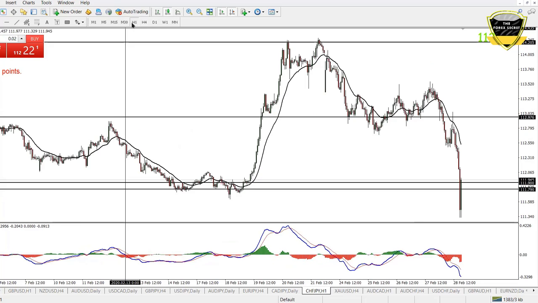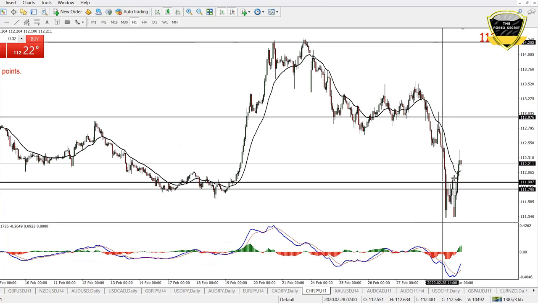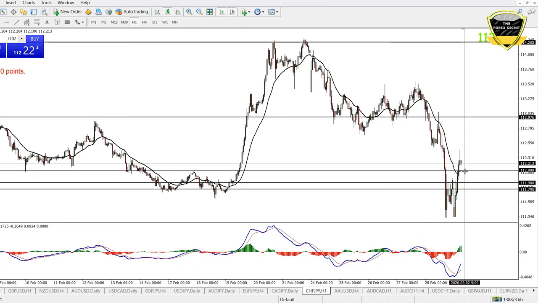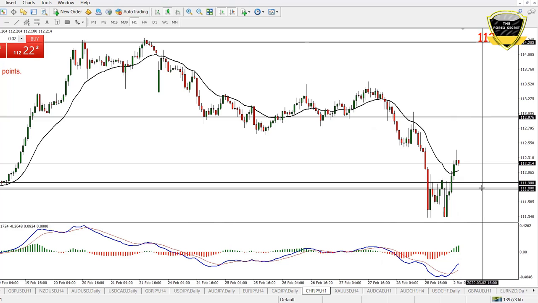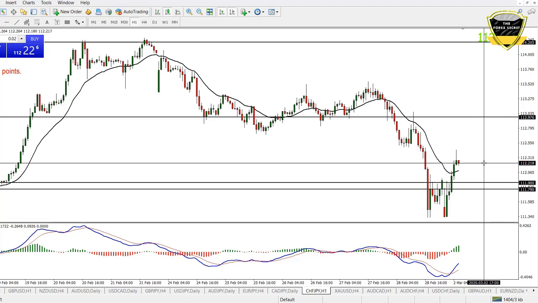So if you are an aggressive trader, you wait for the price to bounce from the 20 EMA, or if you're a conservative trader, you may wait for the price to come to 111.90 and show some bearish rejection and a daily close above this level to get the entry.